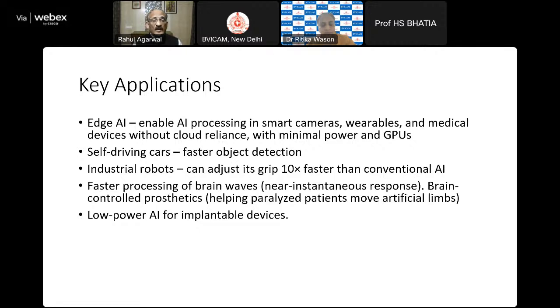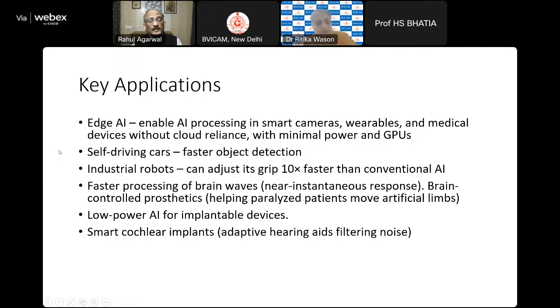Then low power AI for implantable devices. As we started with, the brain machine interface would require some kind of device to be implanted in the brain, and such devices would need to work on very low power, and that could be enabled by using neuromorphic devices.